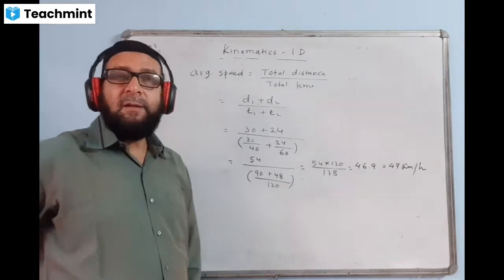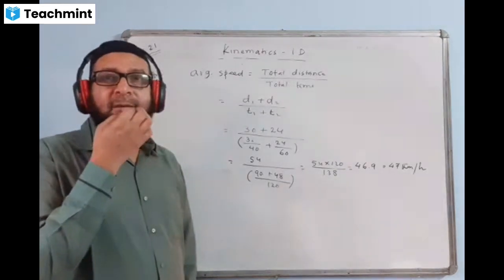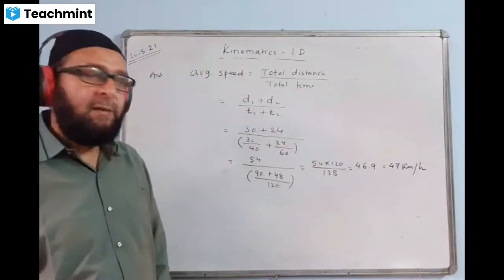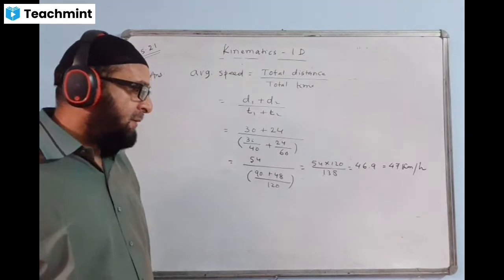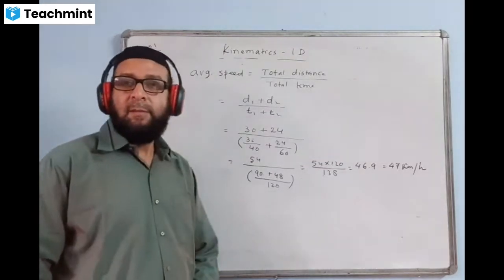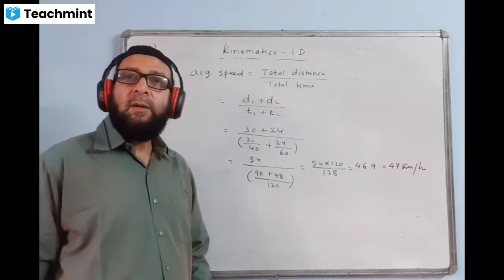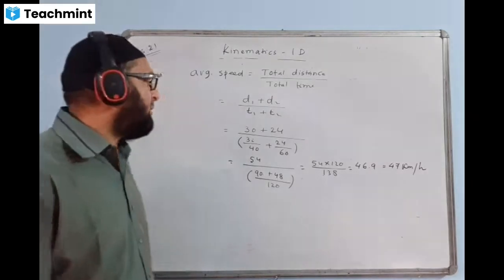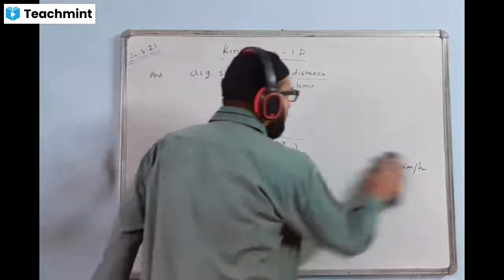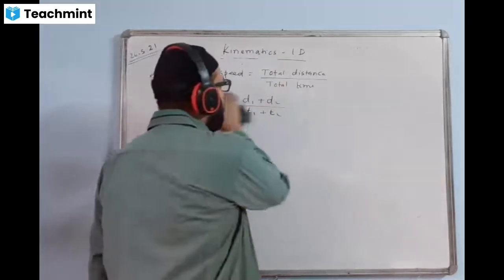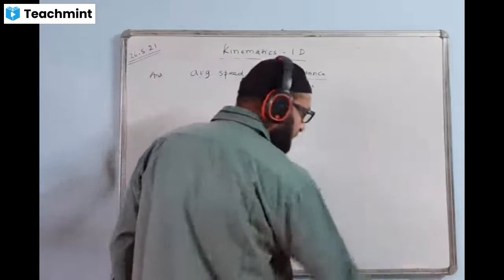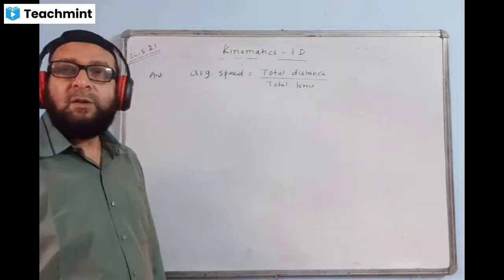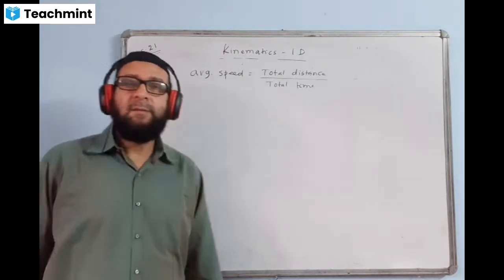So find, number one, the average speed, and number two, the average velocity of the train. Second part, the average velocity of the train. Yes, that is the question. Just do it. Let's see.